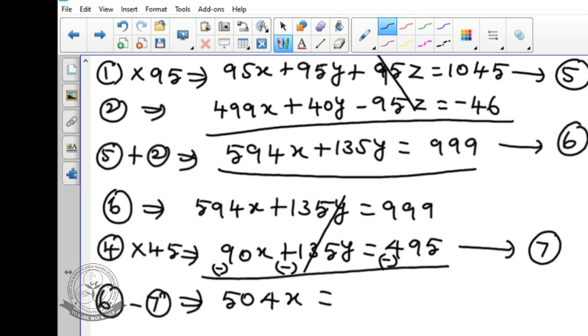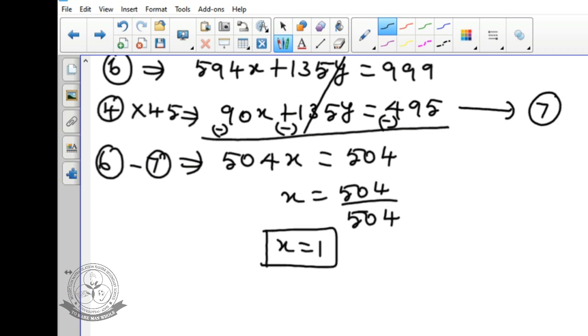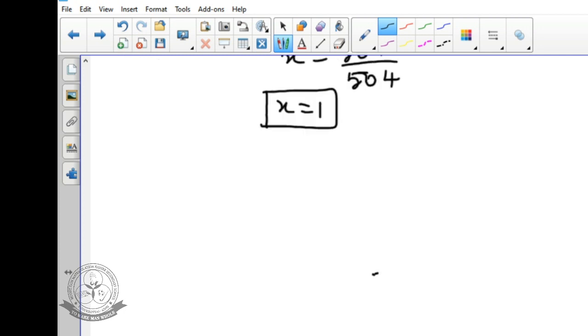Equal to, subtract means we are getting 504. Okay, 504x, so x equal to 504 by 504. So x equal to 1. Now we get one value, x equal to 1. Now you have to substitute x equal to 1 in the fourth equation. I am going to substitute x equal to 1 in the fourth equation.